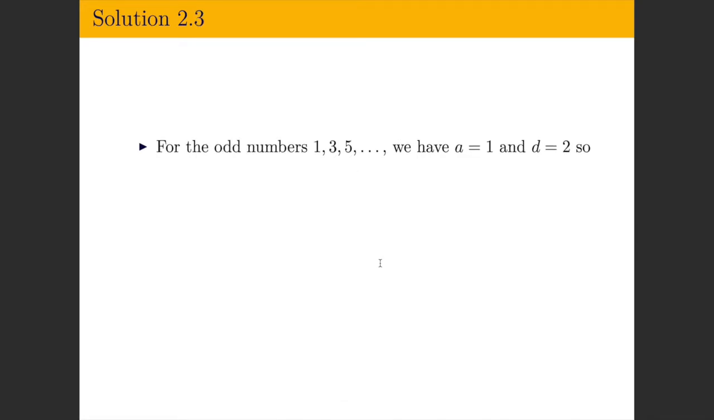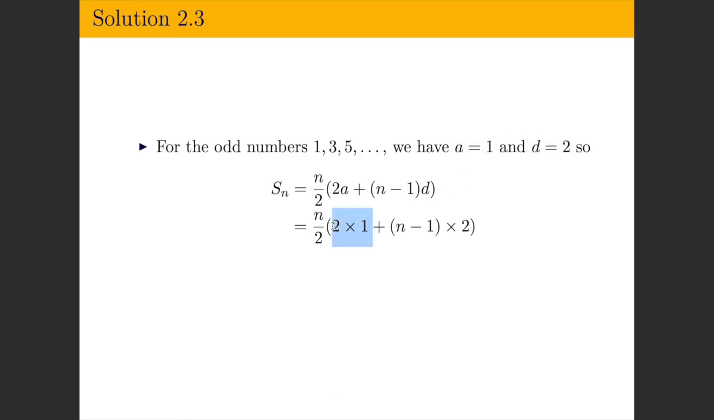And finally, for the odd numbers, there is actually a nice little formula that I think is quite clean. For the odd numbers, what we have is we start with 1, and again a common difference of 2. 1, 3, 5 goes up by 2. Again, use the formula. Again, substitute in our a equals 1 and our d equals 2.